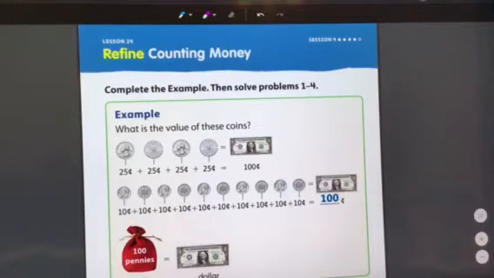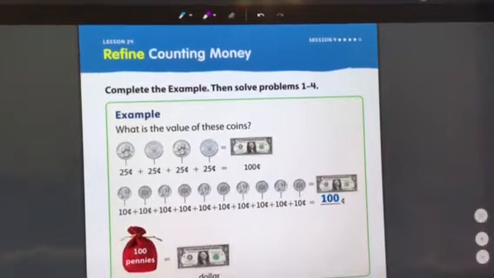Morning. Today we will be doing lesson 24, session 4. We will be continuing counting money. We will also be introducing the dollar and seeing how many coins it takes to equal 100 cents and learning that 100 cents is the same as a dollar. So let's first look at the examples before we get started.